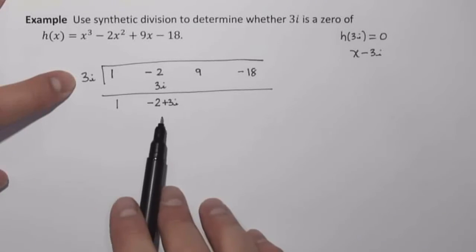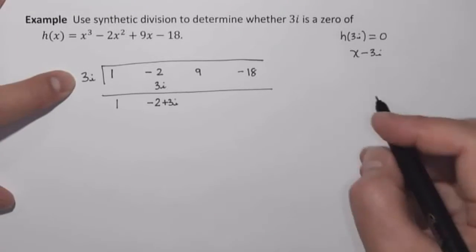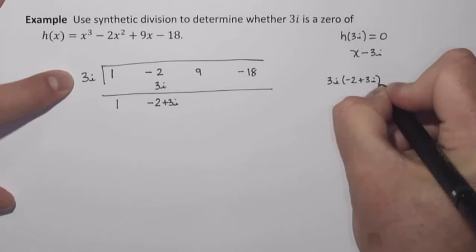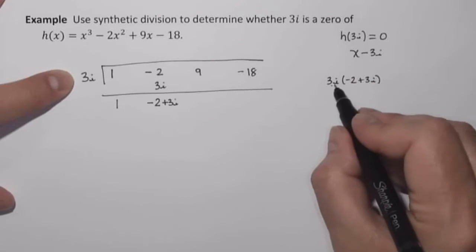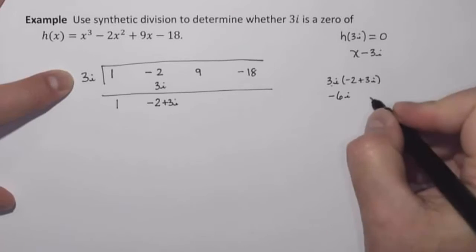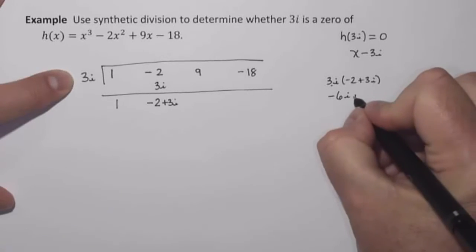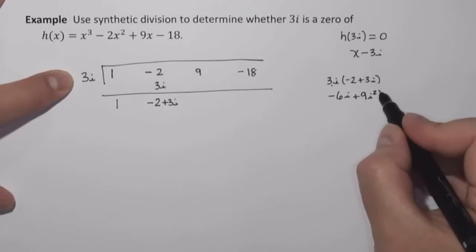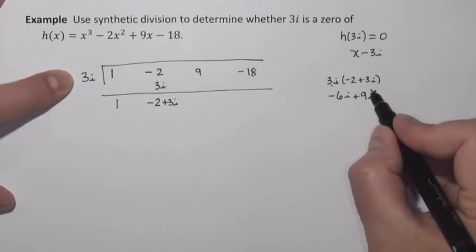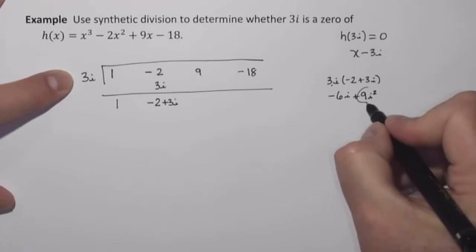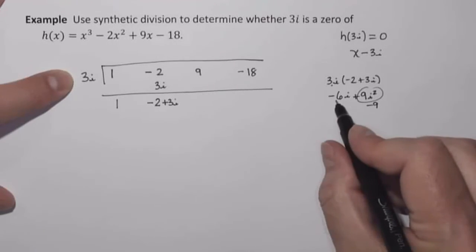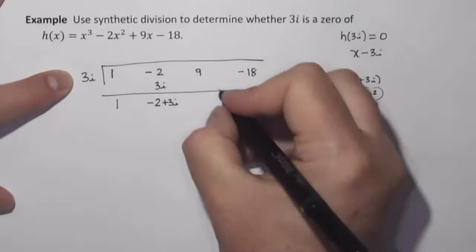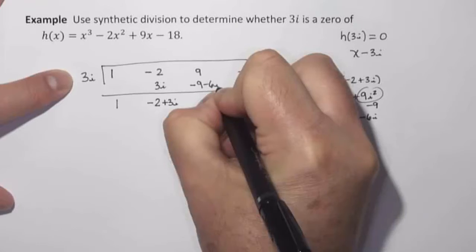Now I have to multiply 3i times negative 2 plus 3i. So I'm going to do that over here on the side. 3i times negative 2 plus 3i. We have to distribute. 3i times negative 2 is negative 6i. 3i times 3i is plus 9i squared. But remember, i squared is negative 1, so I really have 9 times negative 1 here, which is negative 9. So I have negative 6i minus 9, or negative 9 minus 6i. So negative 9 minus 6i goes here.